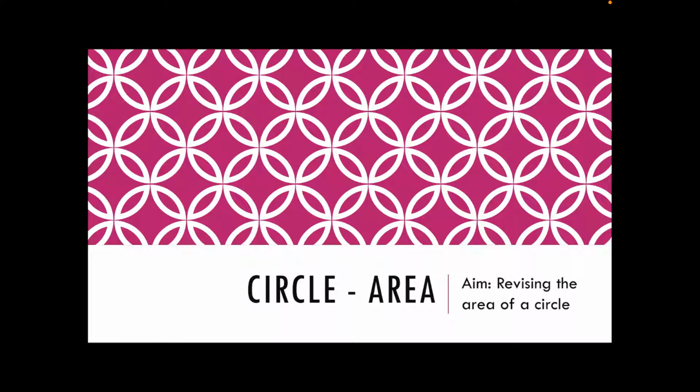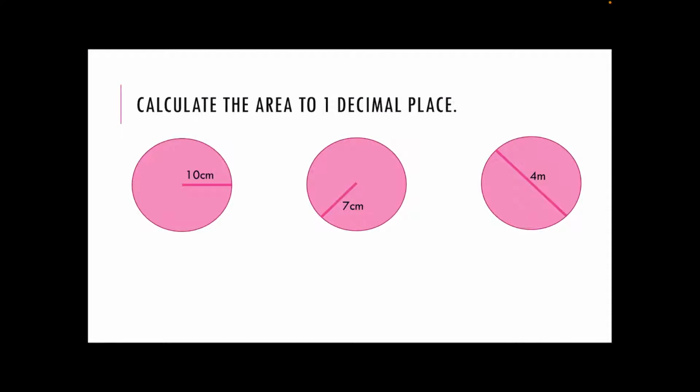Hi guys, and welcome back to our second lesson in the circle topic. Today you can see that we are going to be revising area. So in order to calculate the area, we are going to need our area formula. That is given by A equals pi times r squared.